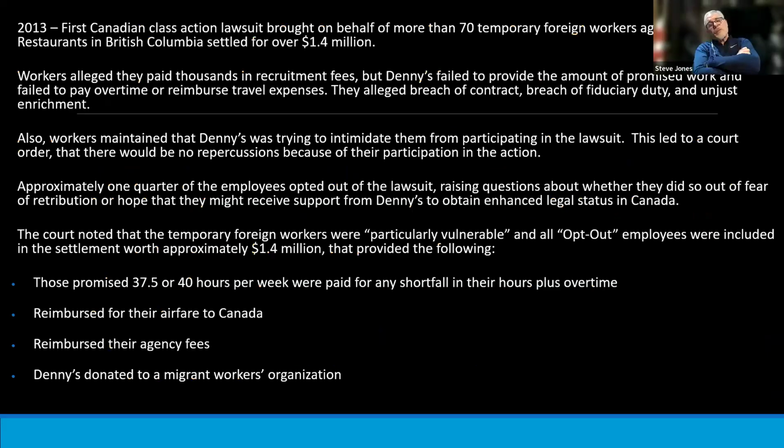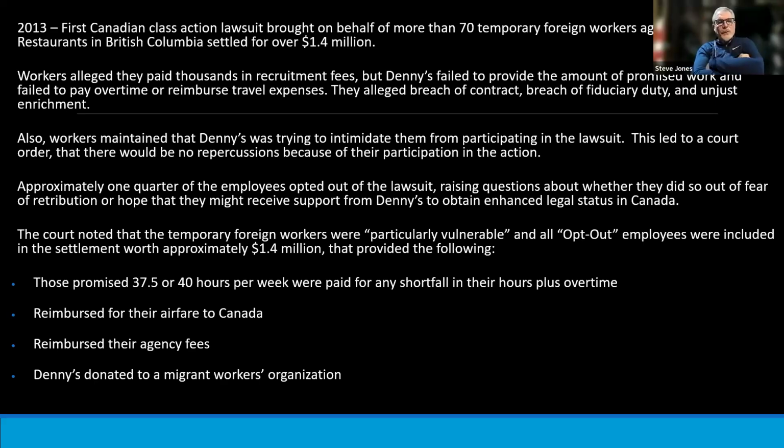The reason why we go back a decade is because we often talk about the first case. Often when there's a precedent case established, we use that one as the example to say this is the rule now that we're going to go forward with. This is where a lot of the new rules and decisions in place came from. It was the first class action suit brought on behalf of temporary workers. There were 70 of them. They were working at Denny's restaurant in British Columbia. I said Alberta, sorry, British Columbia.